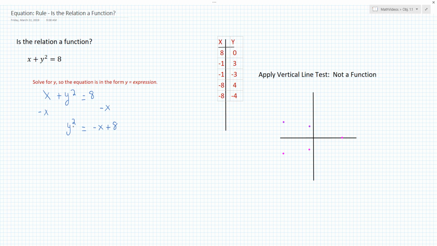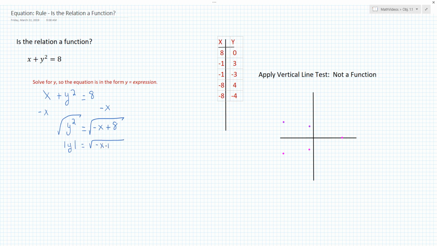Then in order to get rid of this square so that I'm only left with y, I need to take the square root of the left-hand side of the equation, which also means I need to take the square root of the right-hand side. When I do that, I am left with the absolute value of y equals the square root of negative x plus 8.